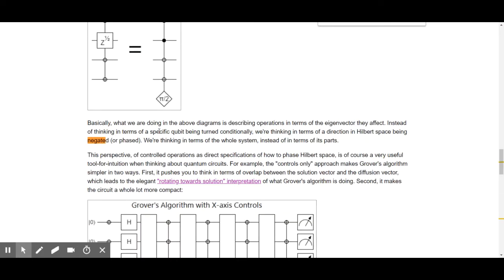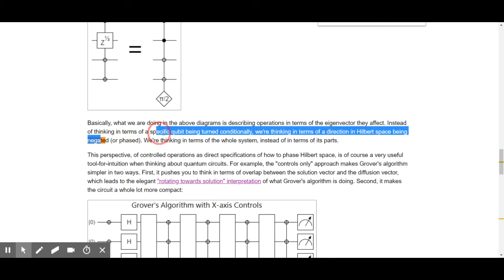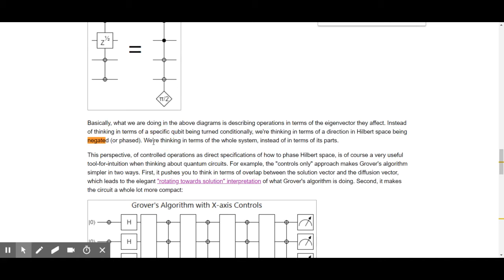So what we're doing in the above diagram is describing operations in terms of the eigenvector they affect. Instead of thinking in terms of a specific qubit being turned conditionally, we're thinking in terms of a direction in Hilbert space being negated or phased. We're thinking in terms of the whole system instead of its parts.